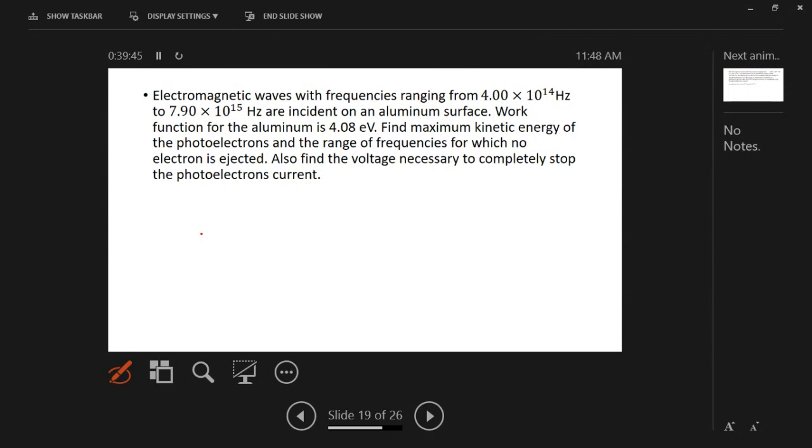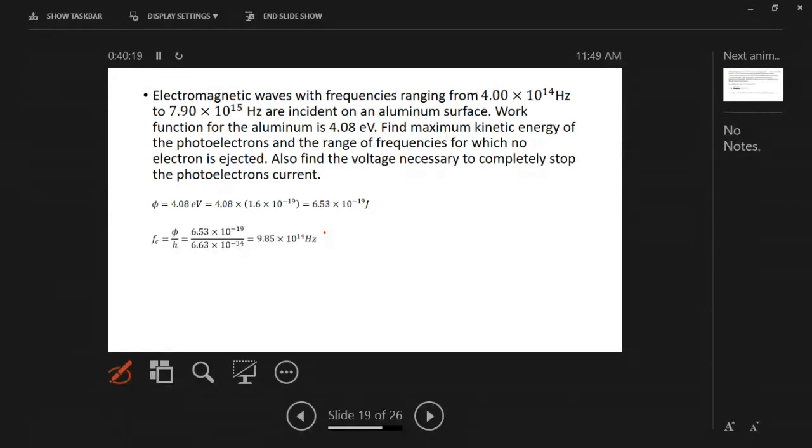First, let's find out what the cutoff frequency for the surface of aluminum is. The equation that I can use is phi equals h times f cutoff. The work function is 4.08 electron volts, but I have to convert it into joules first. So I multiply it by 1.6 times 10 to the negative 19th. That's the conversion factor if you want to go from electron volts into joules.